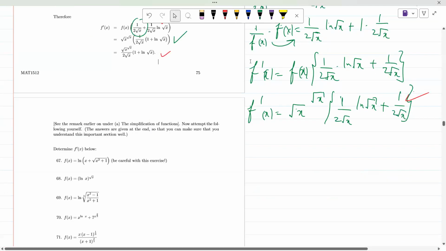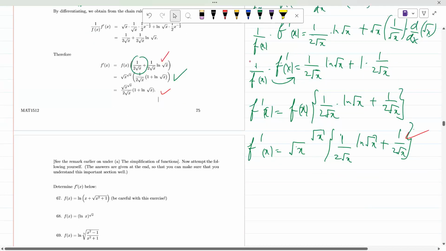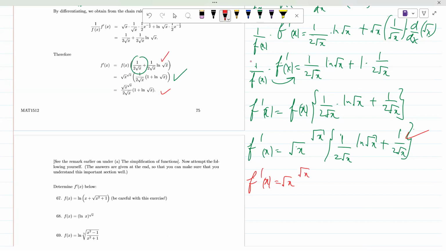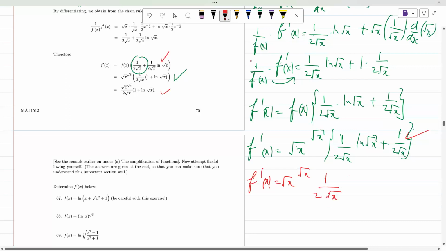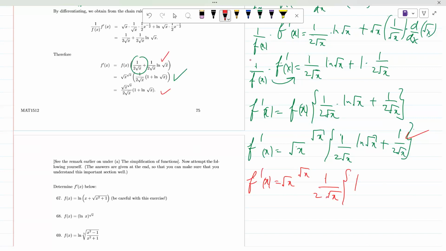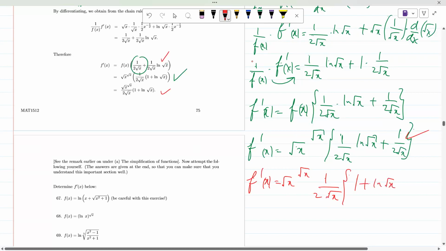What do they do now to simplify that? At this point, you can pull out a common factor. What is the common factor? Right, so the common factor can be seen as follows. So it is f prime, which is the square root of x raised to this. You pull out 1 over 2 the square root of x. It's a common factor. You pull it out, and then you are left with 1, and then you have the square root of x like this. So after you got this, this is exactly the answer.